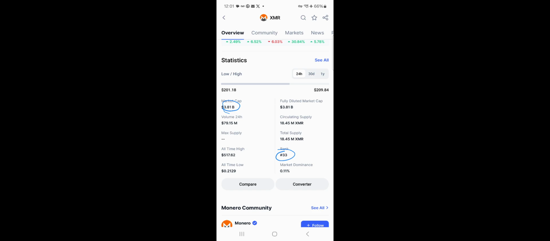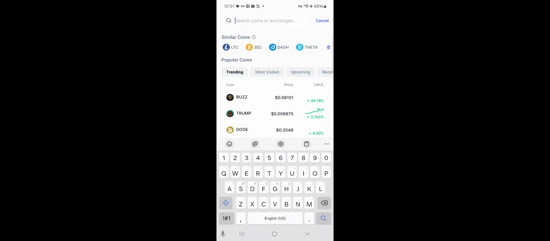But here's the really good part. The total supply is 18.45 million. So basically 18.5 million Moneros. The circulating supply is also 18.5, meaning there's no inflation, right? There's not going to be any more Monero. All the Monero is out there. That's it, right? There's going to be no more Monero. So whatever's out there in the market today will be forever. And that's what I like, right? No inflation. Where when you look at XRP, let's take a look at XRP.